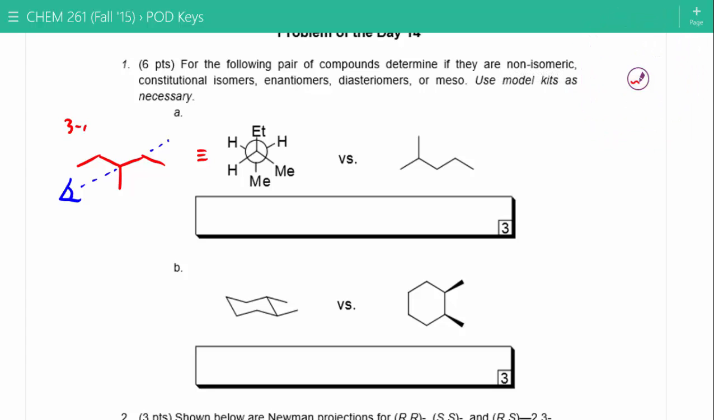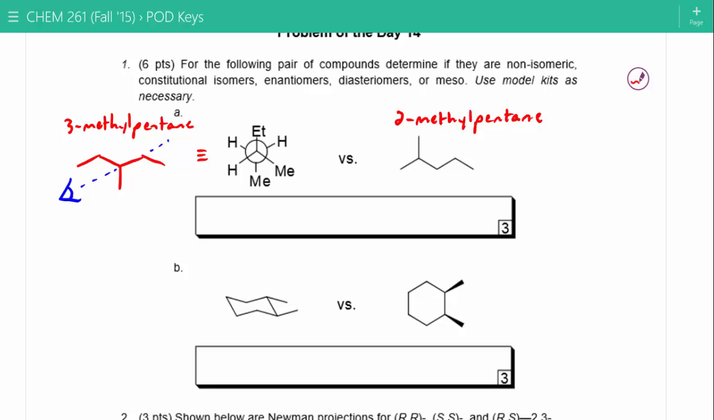All right, what would we name the molecule on the left? Yep, 3-methylpentane. All right, what would the molecule be on the right? What would its name be? 2-methylpentane. All right, so if we're comparing these, they're both methylpentanes.